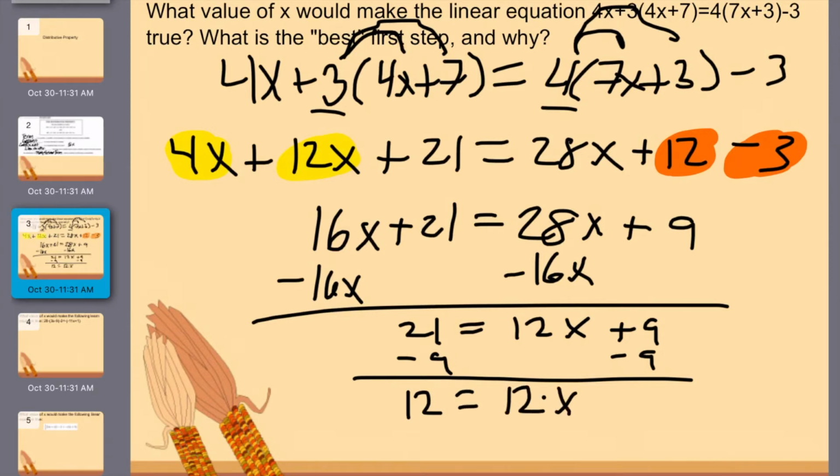This is like 12 times x, and the only way I can undo that multiplication is through division. So I'm going to divide on both sides, and I find that 1 equals x. So 1 is my value of x that will make that linear equation true. Let's try another example.